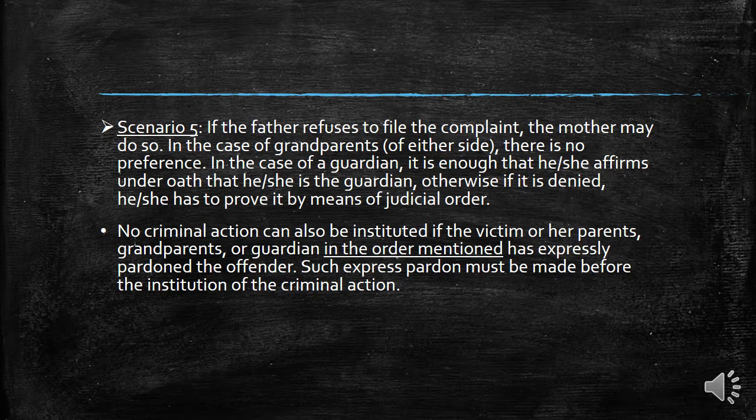So, question, if the complaint has been filed with the fiscal's office, can the offended party or her parents or grandparents or guardian still pardon the offender? Yes, because it is still at the prosecutor's level. No criminal action has been instituted yet technically, because as already explained, the phrase institution of criminal action means that the complaint is filed with the court and not with the fiscal.